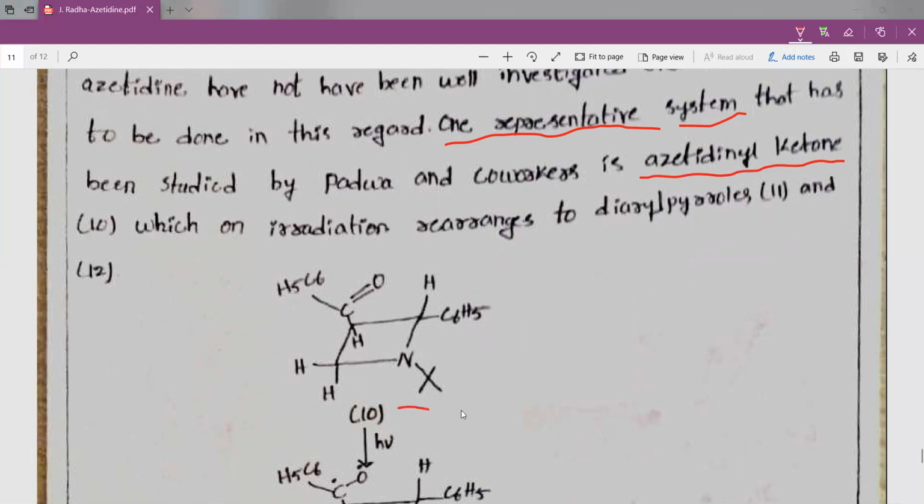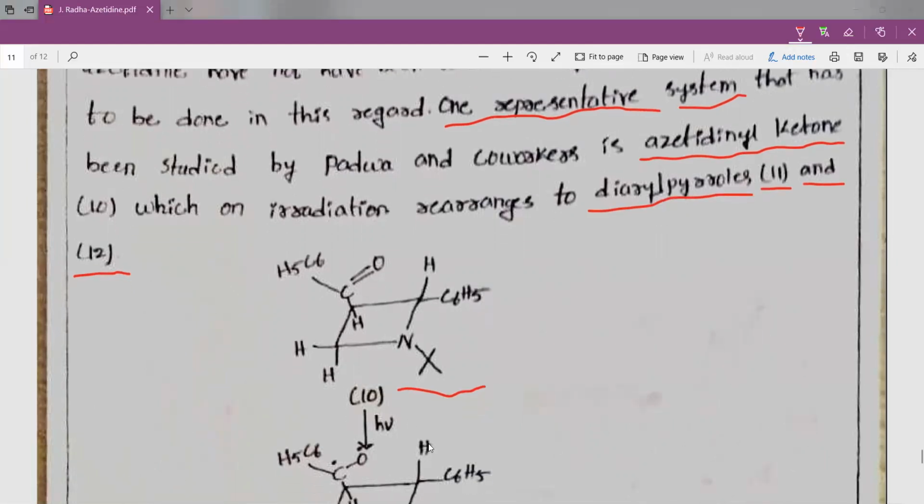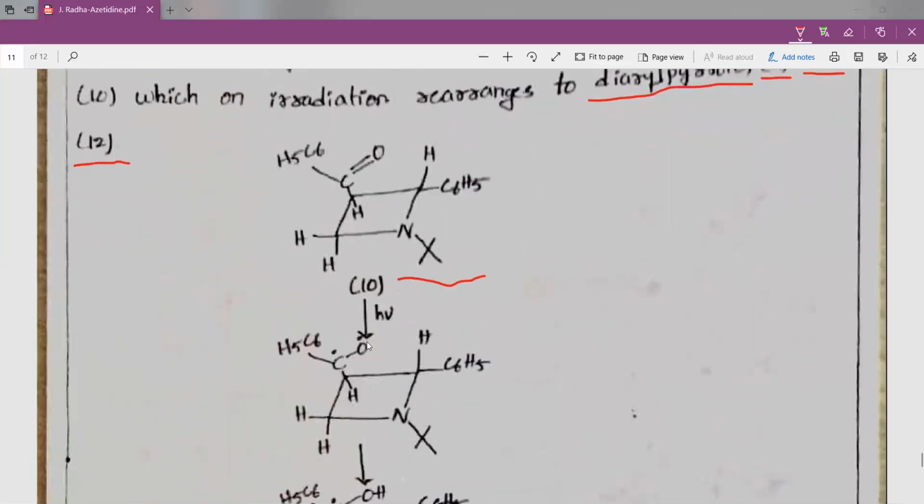This azetidinyl ketone on irradiation rearranges to diaryl pyrroles. So two derivatives of pyrrole are obtained. Two diaryl pyrroles are formed, 11 and 12. So on irradiation with light, this azetidinyl ketone forms a biradical, an oxyradical.